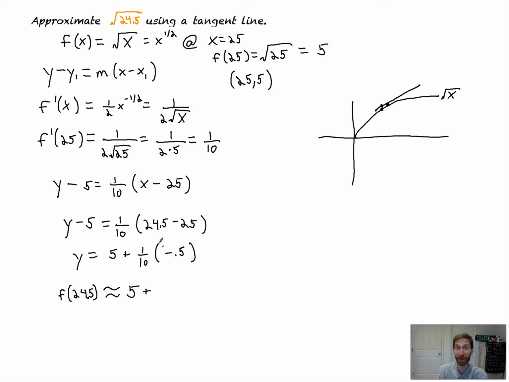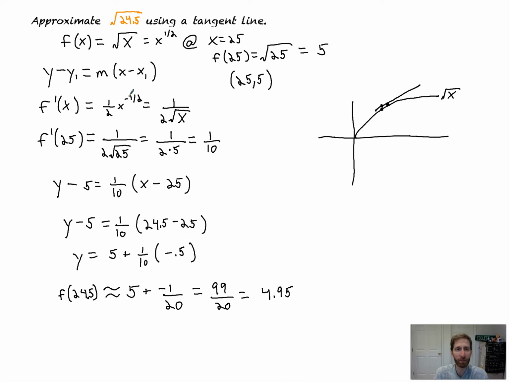And on the AP exam, you could leave your answer like this, by the way. So on that exam, just leave it, or simplify it if your teacher wants you to. So negative 0.5 times 1/10 is negative 1/20. 5 minus 1/20. If you want to do it as decimals, you certainly can. If not, this is going to be 99/20. Or, if you're a decimal person, 4.95. Right, that's it. Not so bad.